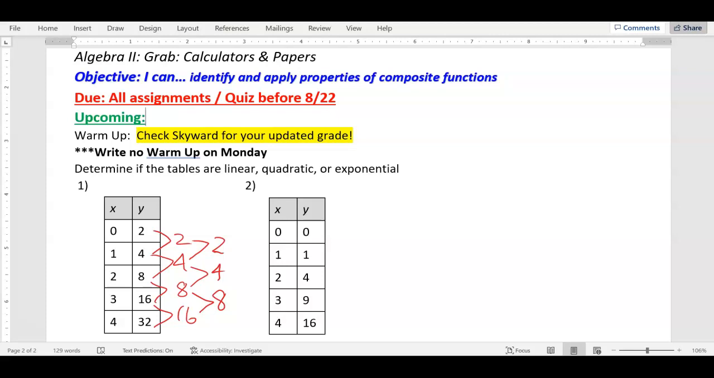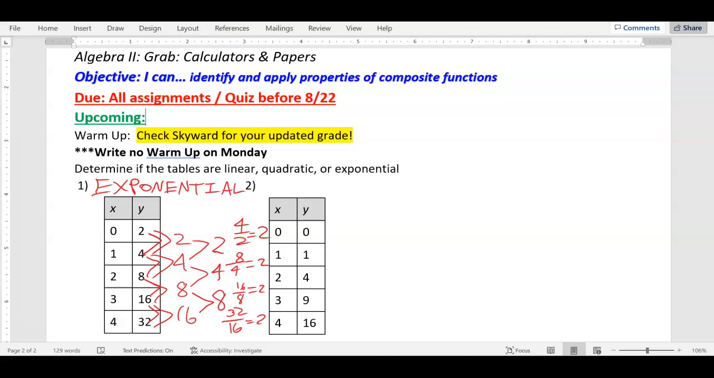Okay, so let's do some dividing. So let's find a common ratio, right? So 4 divided by 2 is 2. And then 8 over 4 is 2. Hey, so far so good. 16 over 8 is 2. Look at that. 32 over 16 is also 2. So they all have the same common ratio. Okay? And if you have a common ratio, it is exponential. All right?